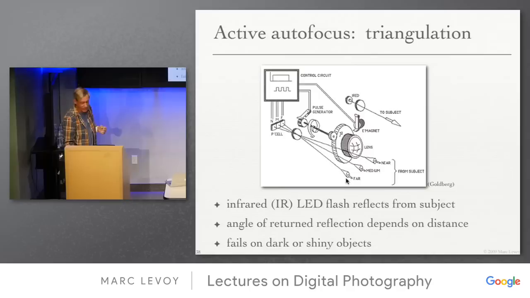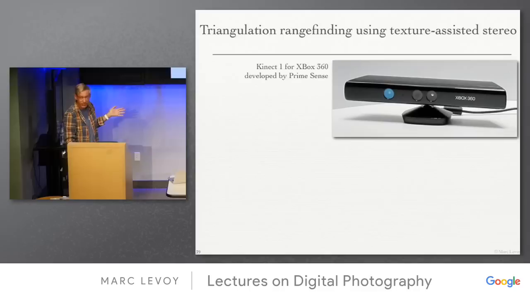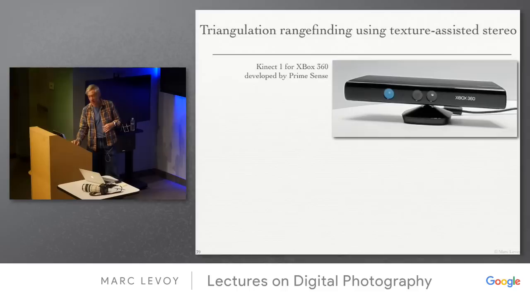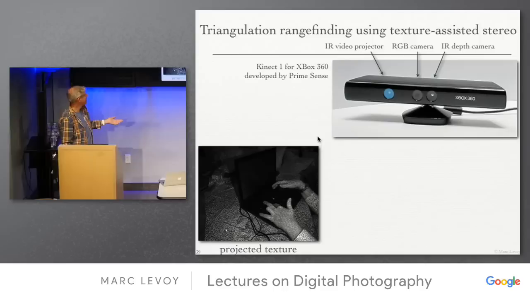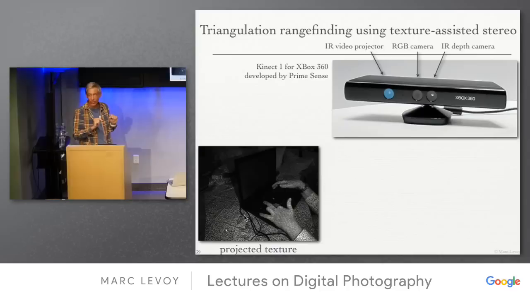So this idea of triangulation, range finding can be used when you have two views. This is the depth from stereo, which we talked about when we talked about phase-based focusing. In the case of the Kinect One, it's sending out just a texture from this IR video projector, putting that texture on all objects, and then using stereo from two cameras in order to triangulate, assuming that that texture gives you features to match on.